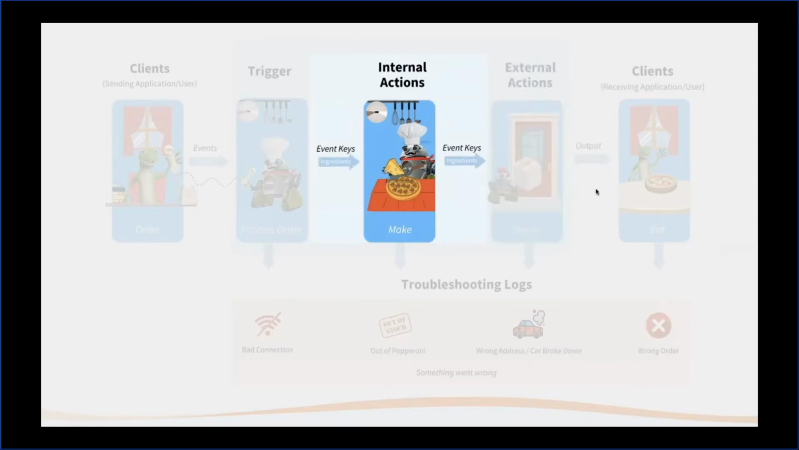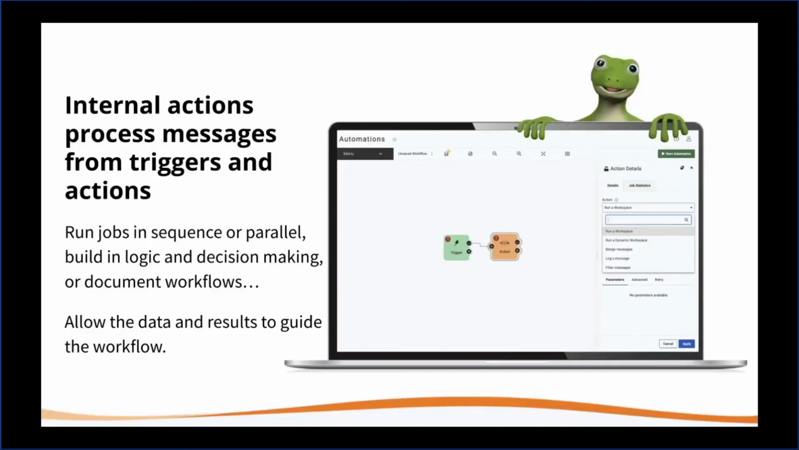So starting with what we can do inside of a kitchen, this would be things like slicing pepperoni, kneading dough, putting it in the oven. We're creating the product here. And internal actions are what we use inside of an automation to process data and messages just like this. Primarily, we're going to be using the run workspace action a lot of the time. So we can build workspaces in Desktop, upload them to FME Server, and in FME Server, we can use them to run data transformations within our automated workflows.